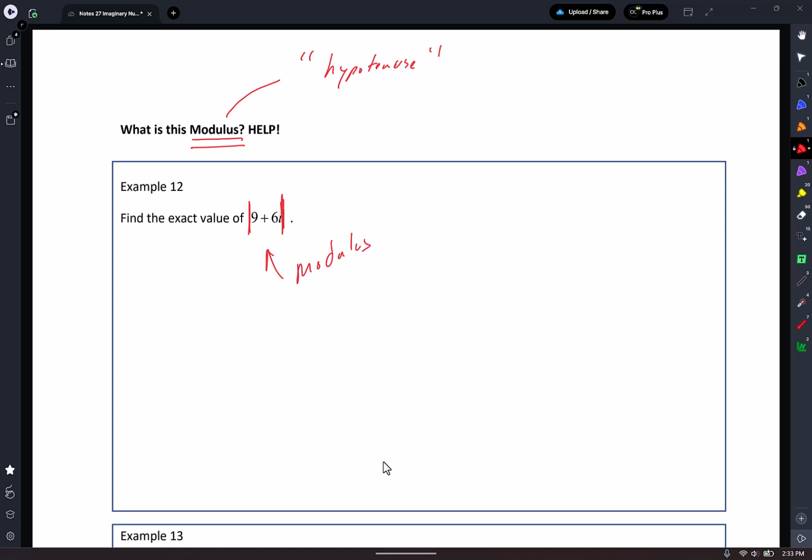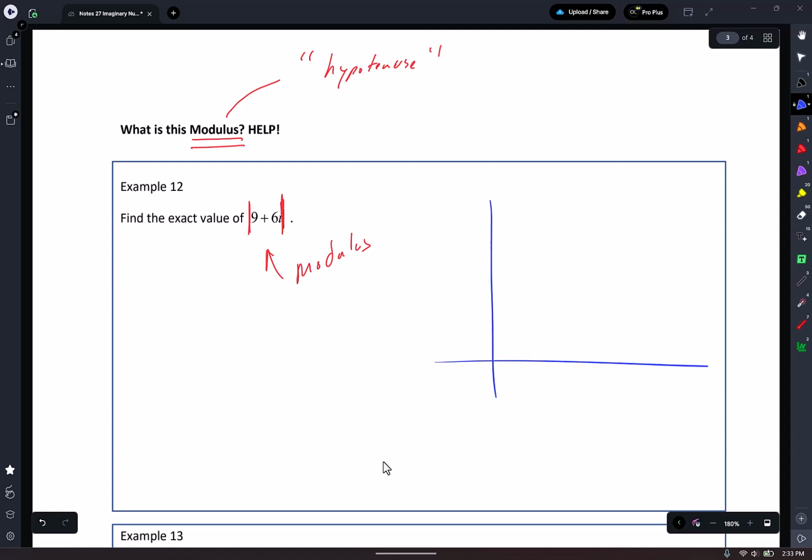Find the exact value of 9 plus 6i. So I'm going to exaggerate quadrant 1. Here's quadrant 1. I'm just going to pick a random point, guys. I'm going to say that point is 9 plus 6i. Here's 9. Here's 6. Stretch it from the origin. Go like this.